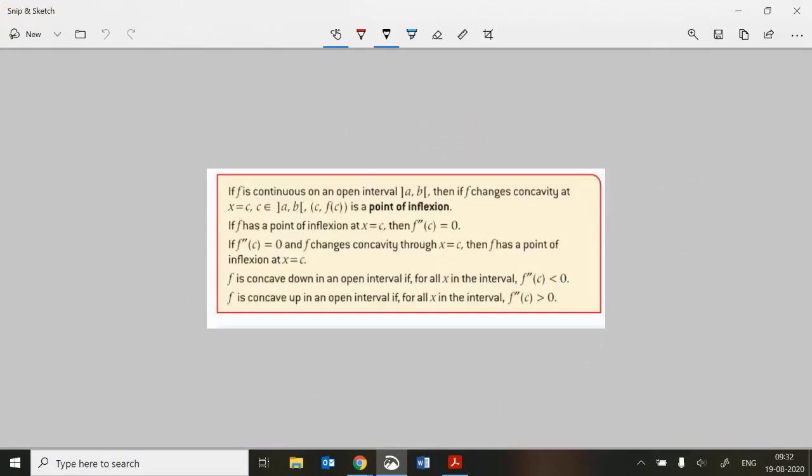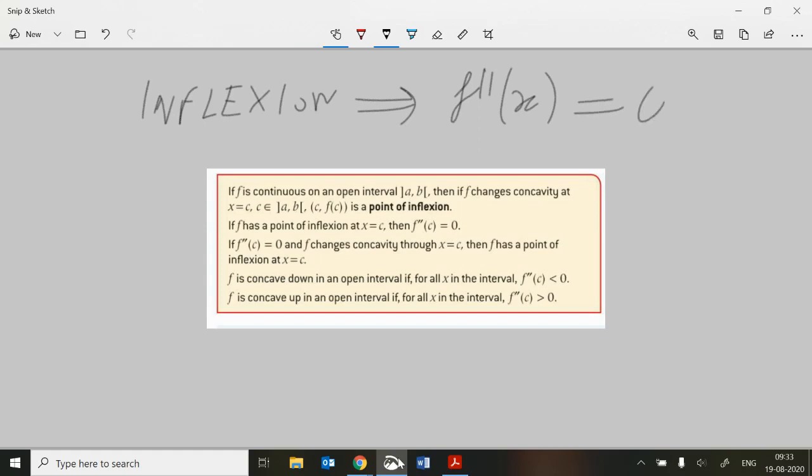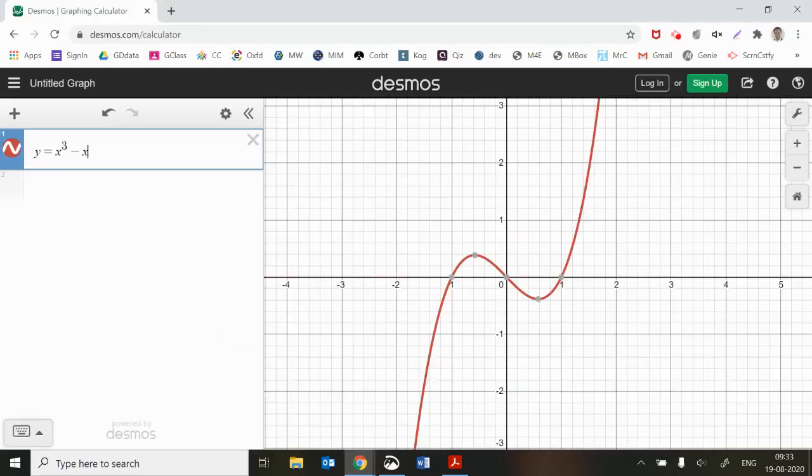There's two really important bits in here. It's this and this. Okay, so this first bit says if f has a point of inflection, then it implies that we have our second derivative at that point, they're saying for C, I'm just going to say for x here, is equal to 0. But it's not sufficient to say that f dash dash of x equal to 0 implies a point of inflection. It doesn't.